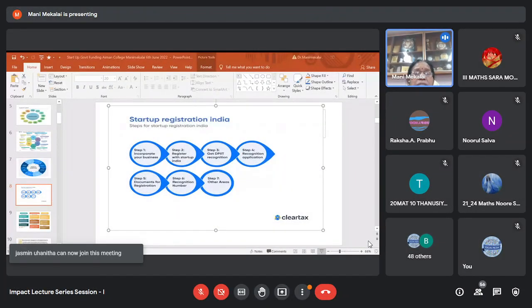Step two, register with Startup India. There is a scheme called Startup India. You have to register for that. Then get DPIIT recognition.